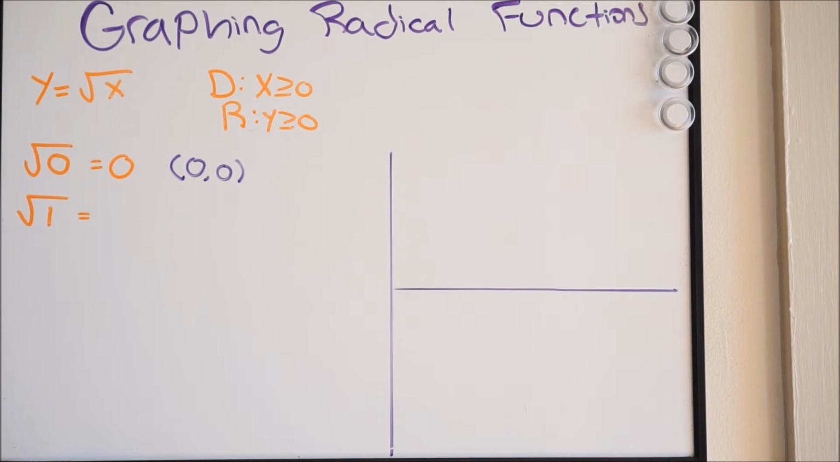Well, the square root of 1 will be plus or minus 1. Now, careful here, we're only going to pick one of them because look at our range here. Our range is telling us it has to be greater than or equal to 0. So if I have plus or minus 1, I'm going to pick the positive one. That way it satisfies the range, right? So I'll have just positive 1 here.